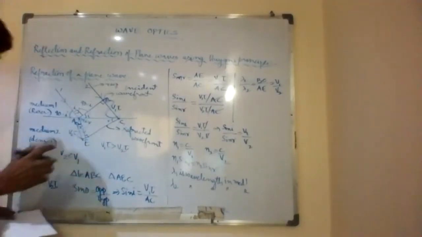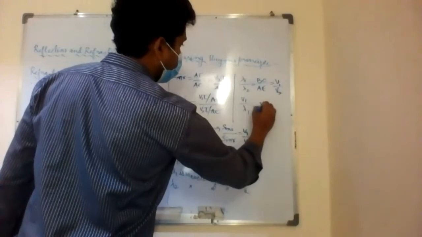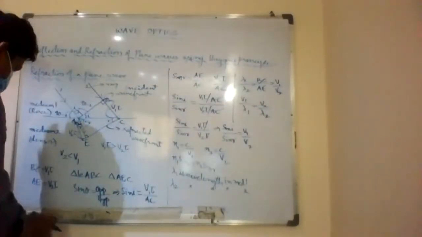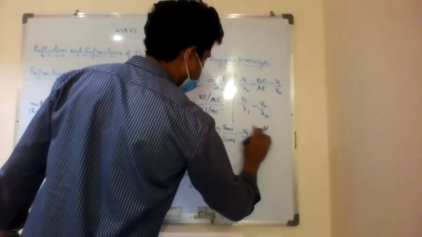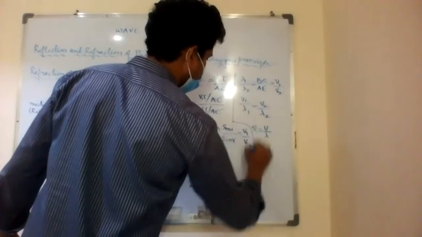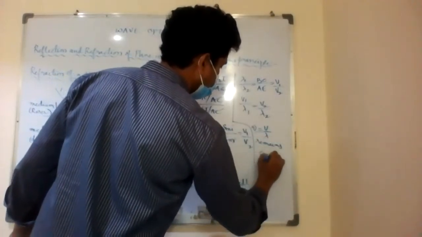So therefore, what do we get now? Sin I by sin R is equal to V1 by V2, which gives V1 by lambda 1 is equal to V2 by lambda 2. Okay, so what is happening here? That means nu equal to V by lambda remains constant. What is the meaning?